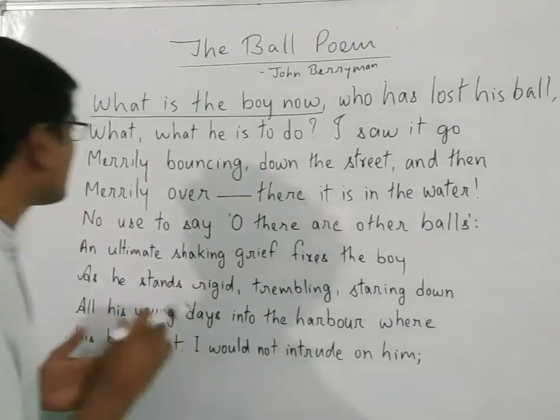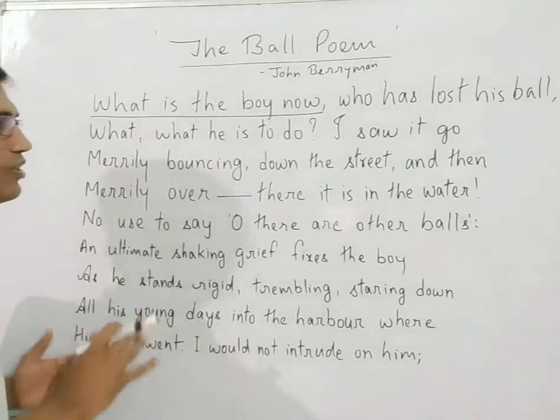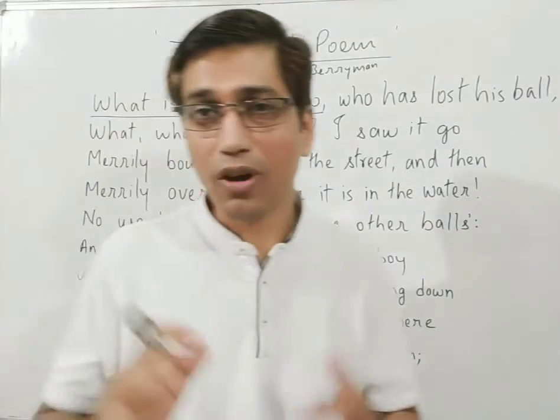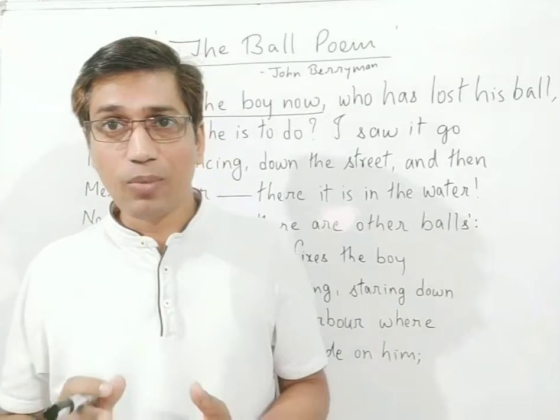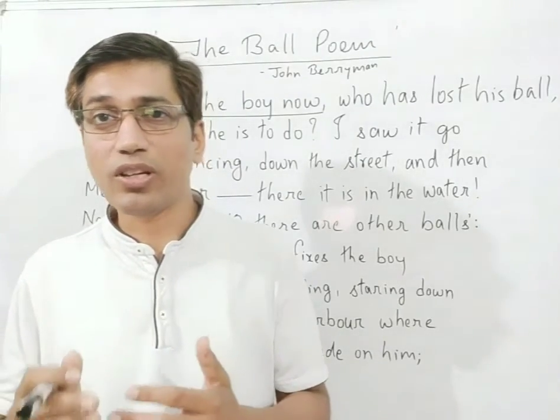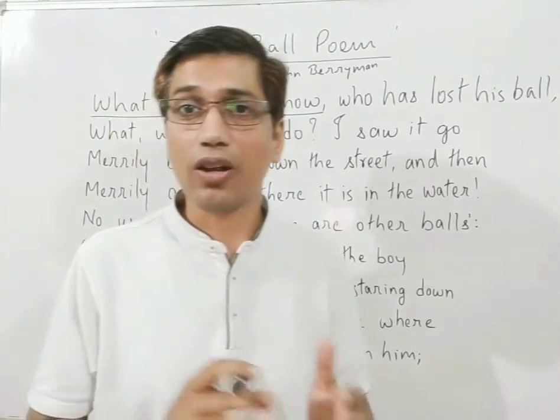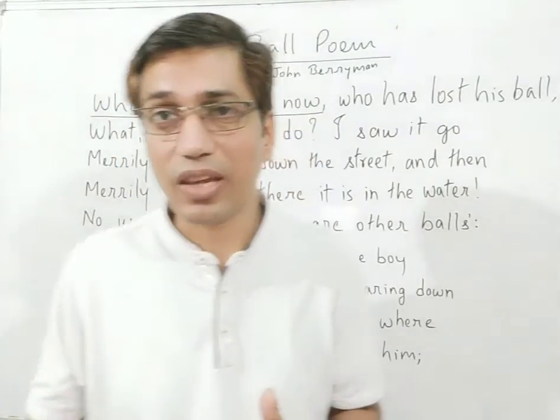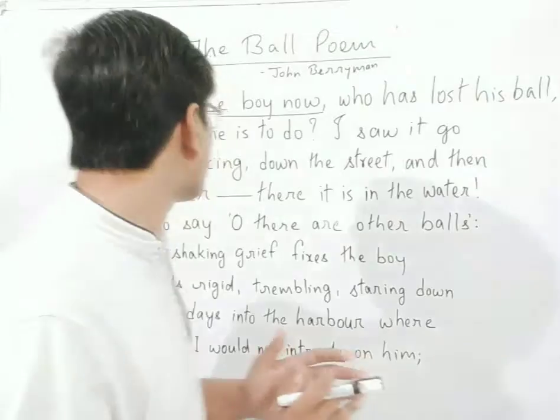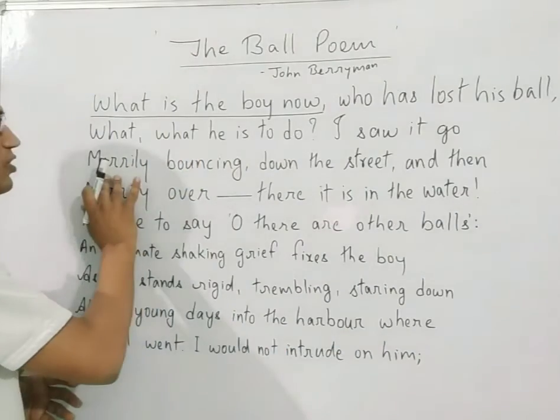That's why the poet says, merrily bouncing. Here the poet uses personification. The ball is a ball, it is a thing. But when you attribute a human quality to a thing or something which is not human, it is called the poetic device of personification. So the poet uses the figure of speech which is called personification.